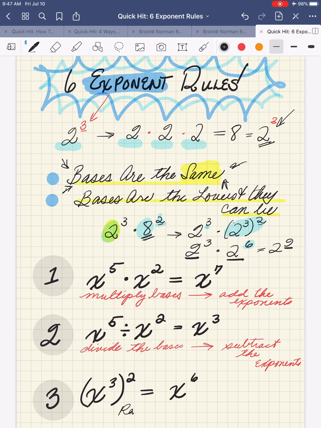Raise, we'll make that red for consistency's sake. Raise one power to another. I multiply. Fascinating, exciting, thrilling.